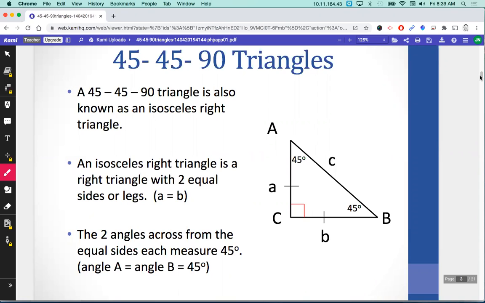So because of this relationship where we've got two congruent sides, it makes it pretty easy to figure out what the third side, our hypotenuse, is going to be in relationship to them, because these two are the same length no matter what. So A and B are the same length. So it enables us to find what C will be in relation to those two congruent sides.